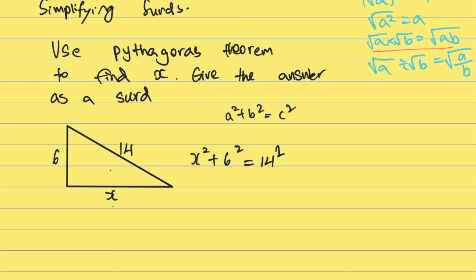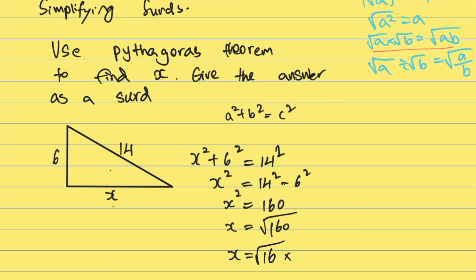Then we simplify this formula. x squared equals 14 squared minus 6 squared. x squared equals 160, and x equals square root 160. Square root 160 is the final answer, but it's not in the simplest form. We can express square root 160 as square root 16 times square root 10, which equals 4 square root 10.